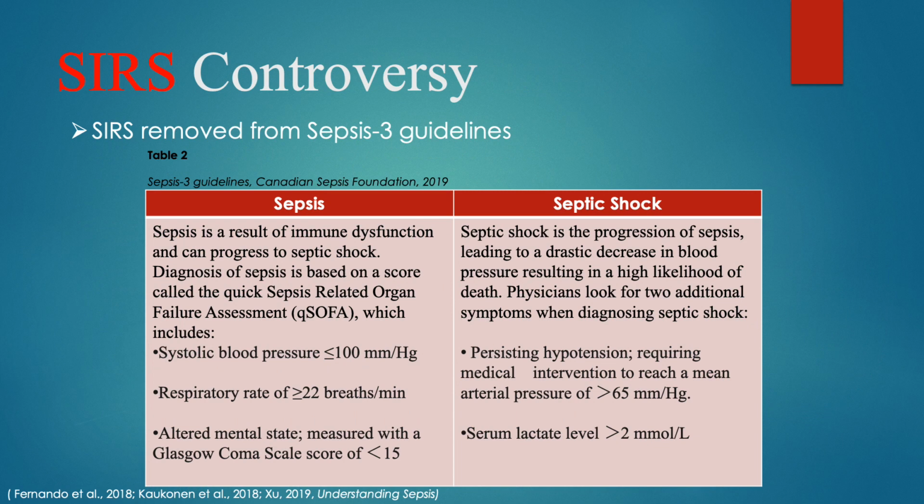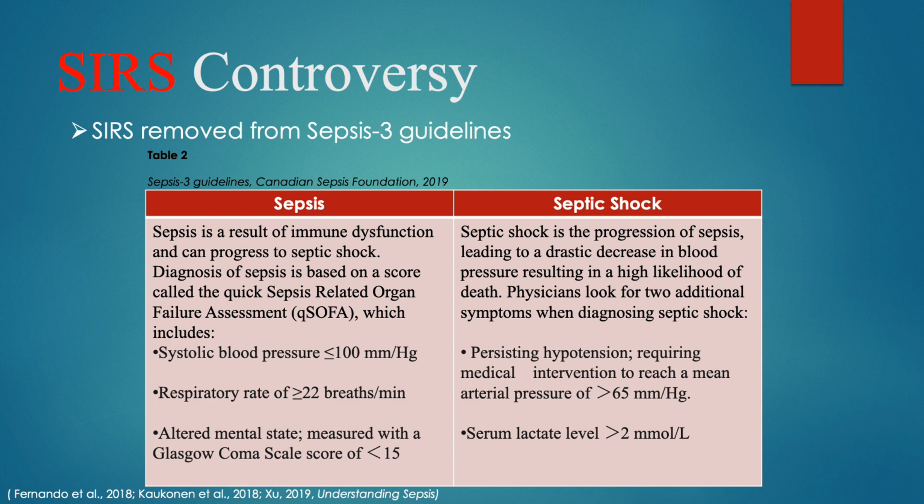That being said, the use of SIRS criteria is not universal. In 2016, a task force consisting of the European Society of Intensive Care Medicine and the Society of Critical Care Medicine removed SIRS criteria from the sepsis guidelines. The characterization of severe sepsis was also removed. SOFA criteria was added, as you can see in this table.